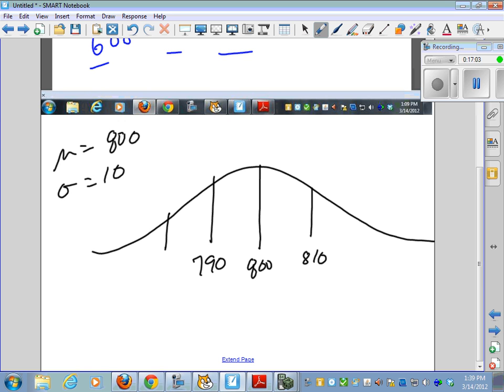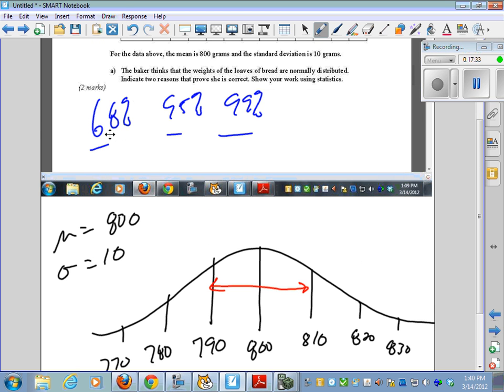The next set out, 2 standard deviations, is going to be at 780 and 820. How am I getting those, Brett? I'm starting at 800, adding on 1 standard deviation, then 2, and then the next one's going to be 830 and 770. Now the rule was, Lacey, do you remember what percent are within 1 standard deviation?